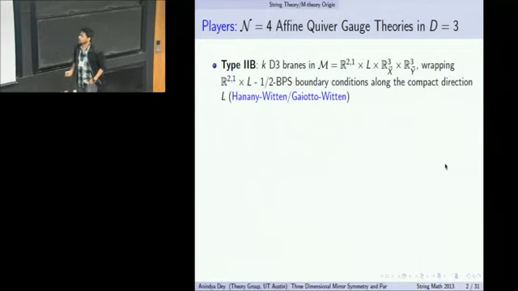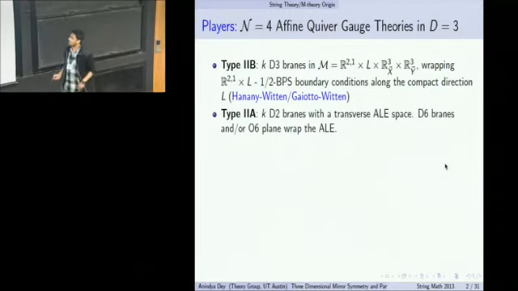So as we know, in type IIB, these have a description in terms of k D3 branes, with the D3 brane wrapping an R^{2,1} across a compact direction L with half BPS boundary conditions at the two ends. This is the famous Gaiotto-Witten or Hanany-Witten picture.